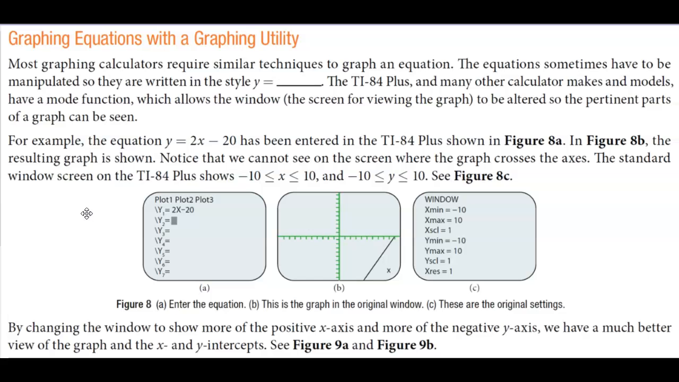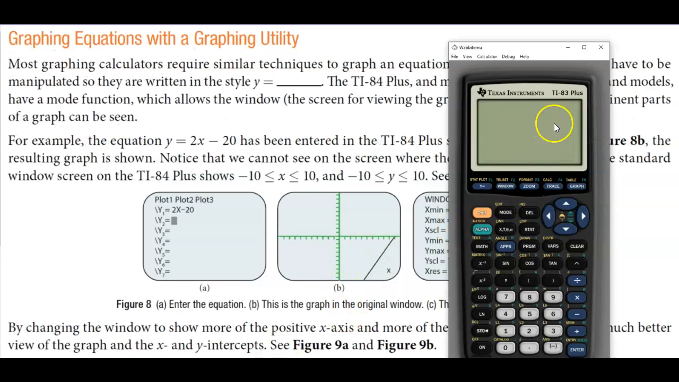So for example, the equation y equals 2x minus 20 has been centered in the TI-84 Plus shown in figure 8a. In figure 8b, the resulting graph is shown, and notice that we cannot see on the screen where the graph crosses the x-axis. Now the standard window screen on a TI-84 Plus shows that x is going to be in between -10 and 10, and that y is going to be in between -10 and 10, and this is figure C. So let's go ahead and do that on the calculator.